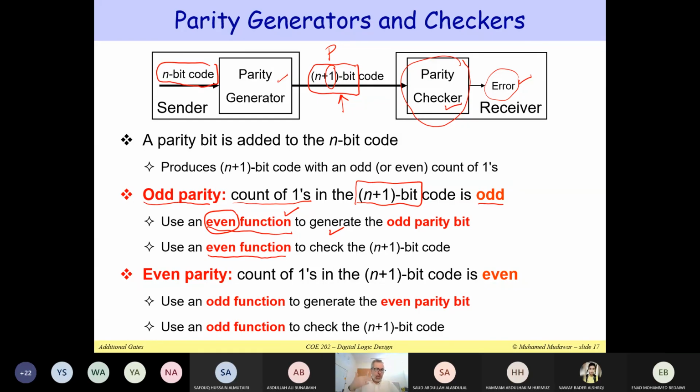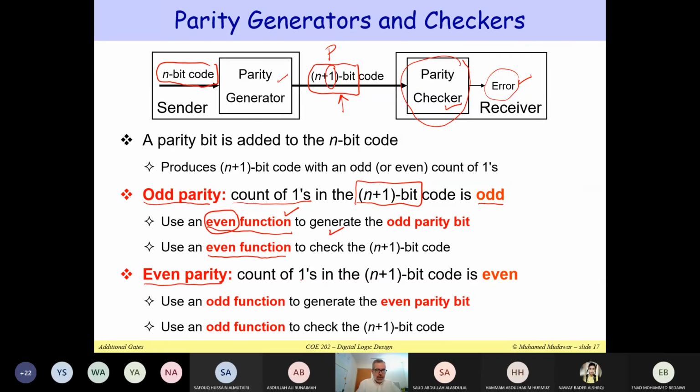So for this reason, we use an even function in the parity checker. That's if we would like to use odd parity on the sender and the receiver side, the even function should generate the parity bit, and the even function should be used to check the parity. Right. What about if I would like to use even parity?